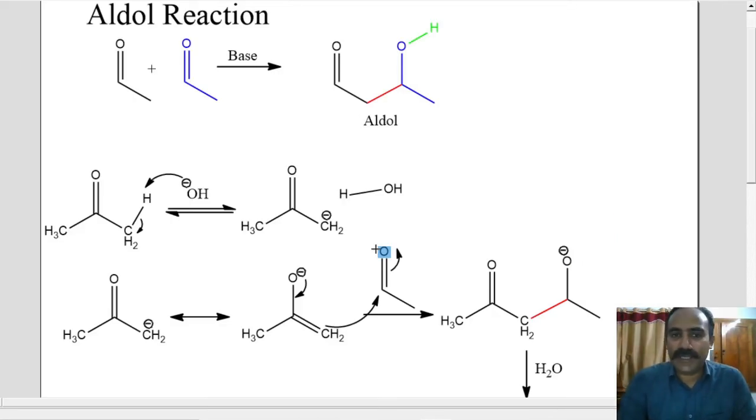So let us go over this reaction once again. In the aldol reaction, an aldehyde or ketone reacts with another molecule of aldehyde or ketone in the presence of a base or an acid to form a product known as aldol. The mechanism starts with the deprotonation of an aldehyde or ketone which has an alpha hydrogen. This is the alpha carbon, next to the functional group C double bond O, and hydrogens attached to the alpha carbon are known as alpha hydrogens.